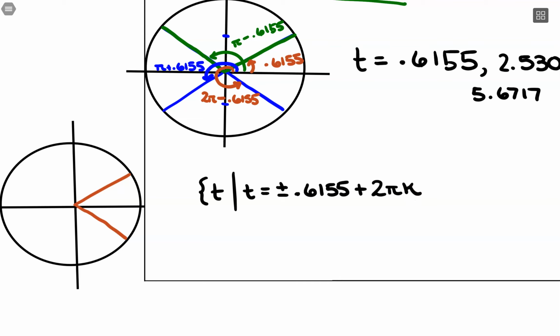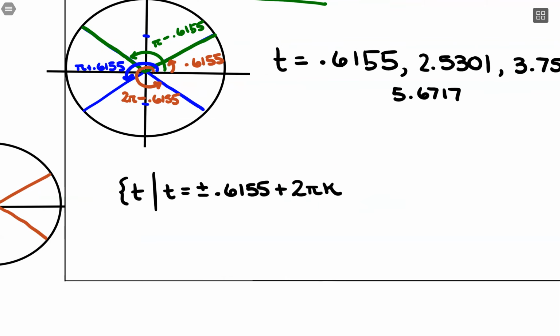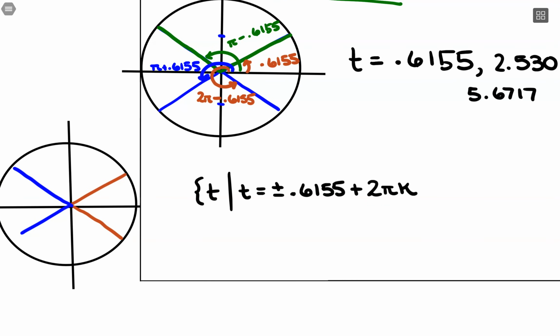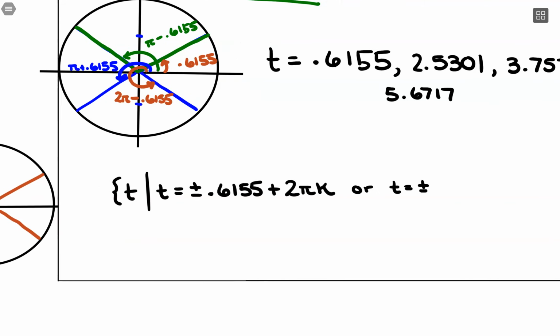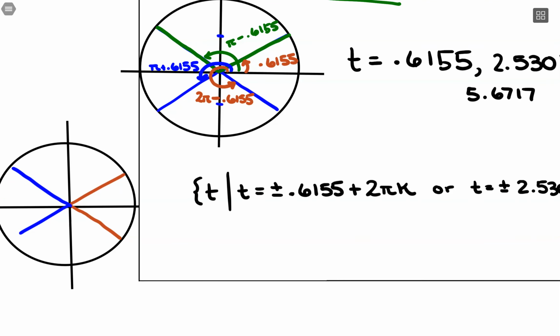Then we could do the same thing for those 2 spots over there, which would be the positive or negative distance there. If I use that green line from up above, that was our 2.5301. So I could have the positive or negative of that 2.5301 plus 2 pi k to get all of those revolutions about it.